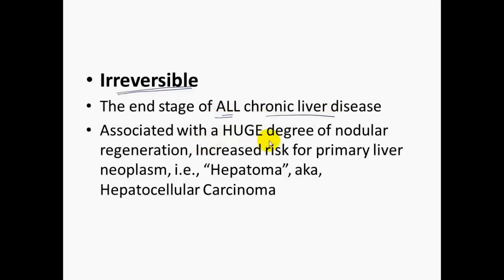It is associated with a huge degree of nodular regeneration. Some nodules may become autonomous, some mutations may accumulate, they may have their own blood supply, and they may have formation of new blood vessels within that nodule. All these things will cause increased risk for primary liver neoplasm or hepatoma, also called hepatocellular carcinoma. Hepatoma, though it sounds very benign, is not a benign tumor. It's actually quite misleading, a misnomer, but it's actually a carcinoma.